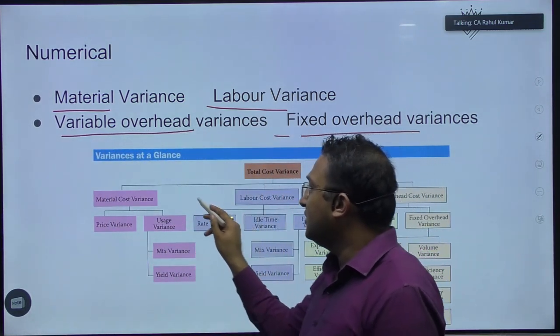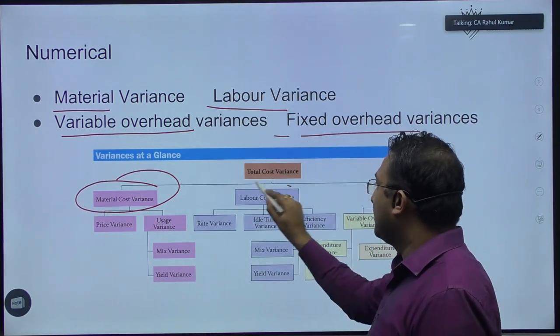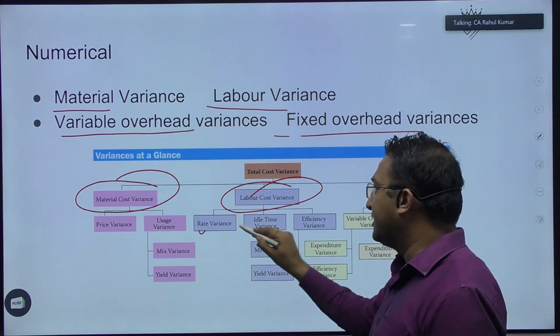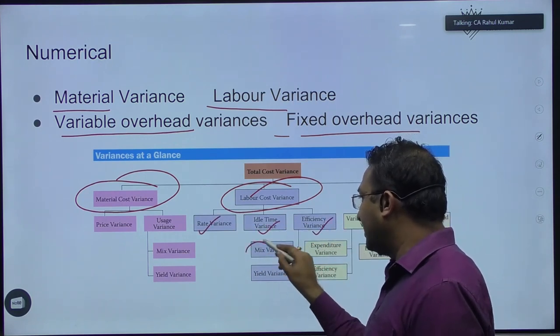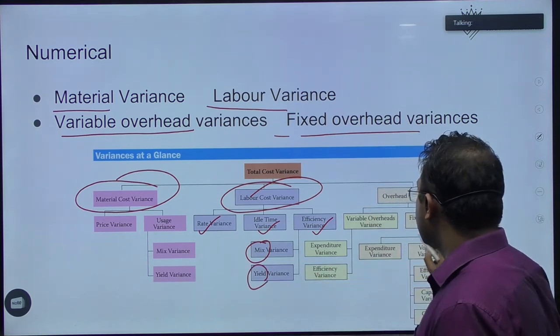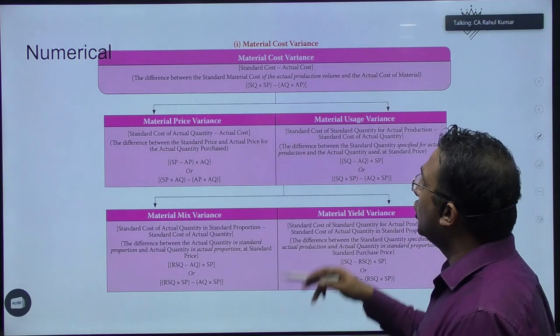So you can see material cost variance, you should know the formulas and all. Then labor cost variance, you should know what is rate variance, idle time variance, efficiency variance. Then in the efficiency variance also, mixed variance, yield variance, right? Similarly, overhead cost variance. Mostly they're asking these types of questions. So you should know these kinds of formulas.